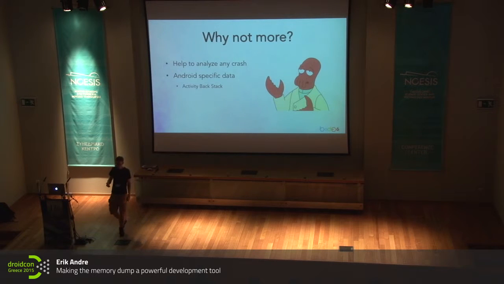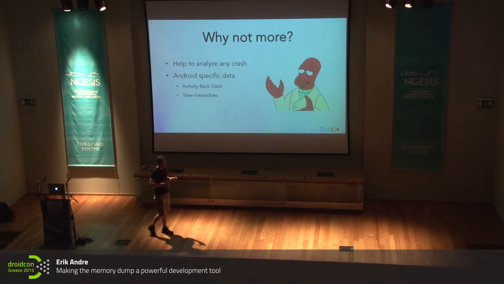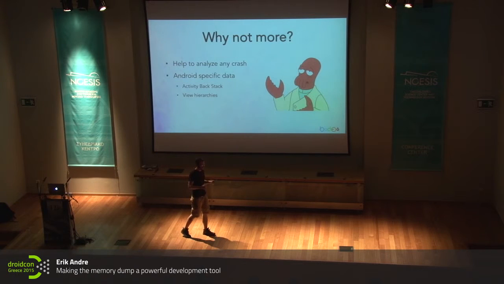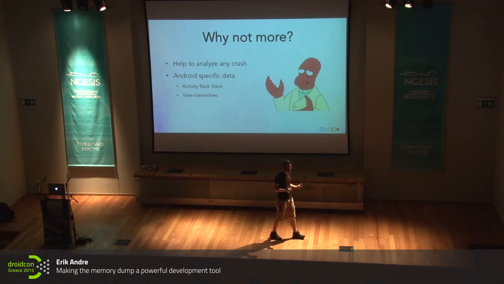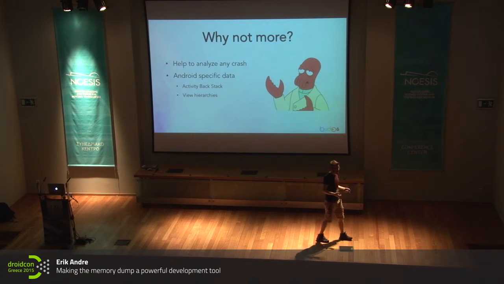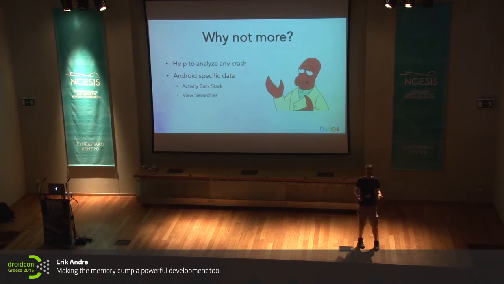And about what he's doing right now, we also have things like the view hierarchies. So basically, in the memory dump, if you pull the data out, you can actually see exactly what was on the screen at the time when the memory dump was captured. Well, at least if you like to parse view hierarchies by yourself.